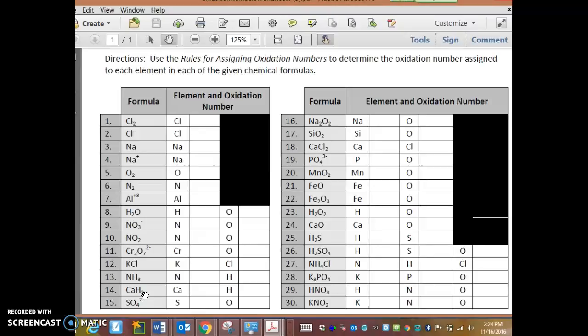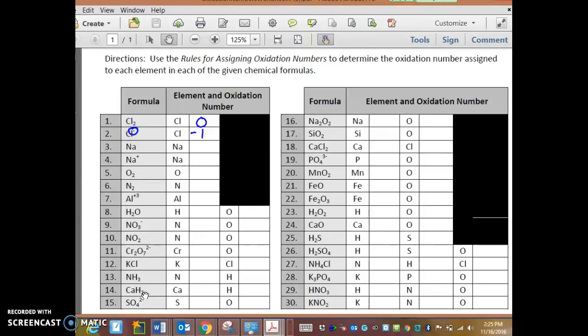Cl2 is an atom of an element. Do you remember what the rule is, Taylor? Zero. All elements have an oxidation number of 0. As soon as you have a positive or a negative charge beside the symbol, then the overall charge is not 0. In this case, Cl- is the only thing in there, which means it automatically has an oxidation number of -1.